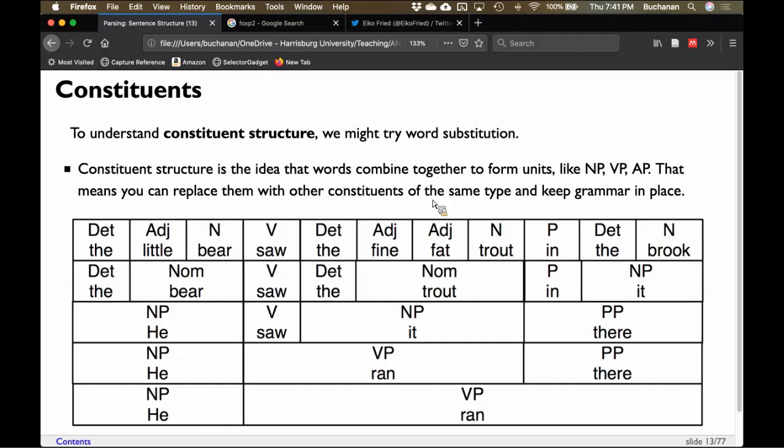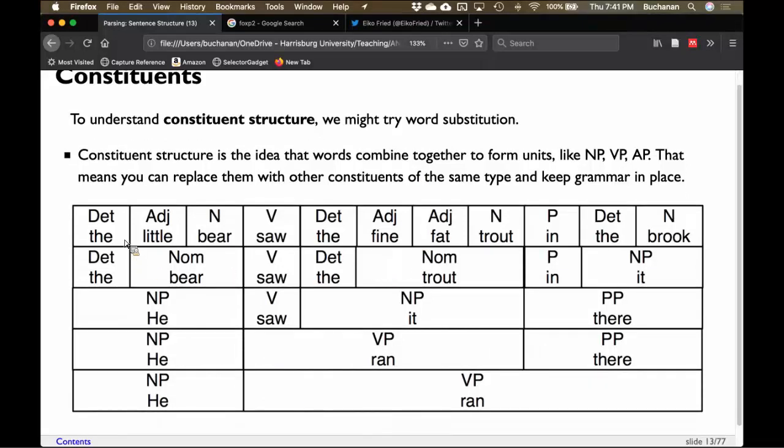And to understand this idea, you can think about word substitution. Okay? So constituent structure is this concept that words come together to form phrasal units. Okay? It might be a noun phrase, a verb phrase, or an adjective phrase, or an adverb phrase. That's usually RP for adverbs. A PP, also, preposition phrase. Okay. And so what I could do is take the entire phrase and replace it with another word.